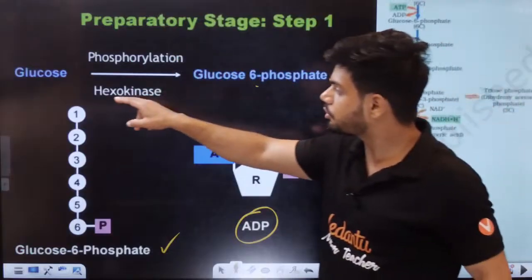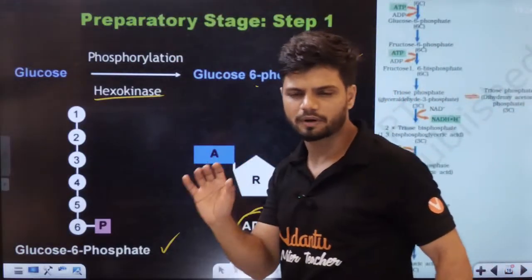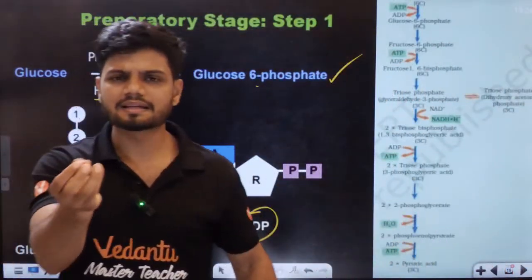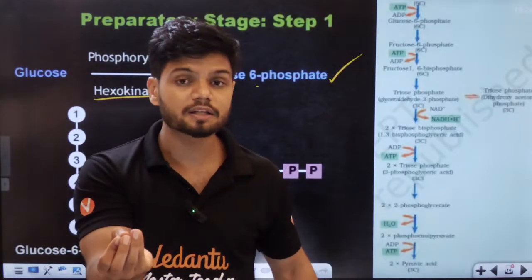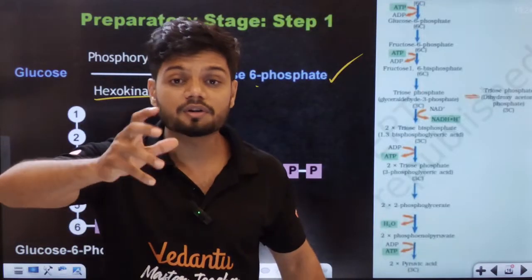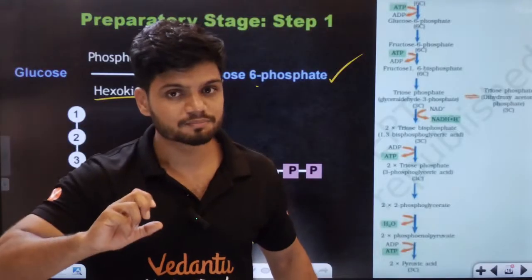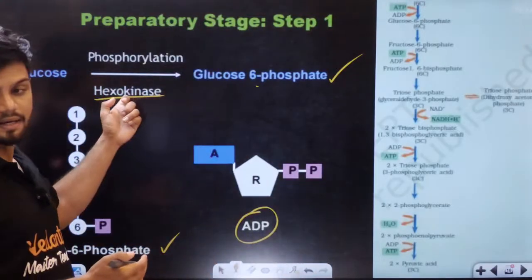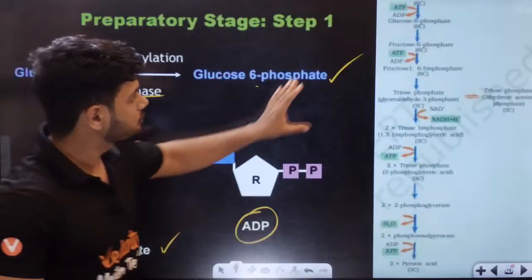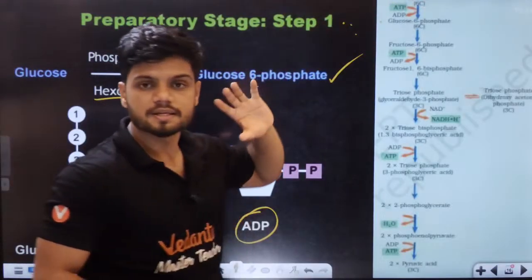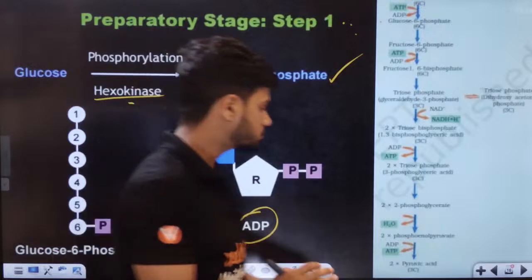In this step, there is an enzyme called hexokinase. An enzyme is like a catalyst. In chemistry you learn that a catalyst changes the rate of reaction. Same thing, here we have hexokinase. So that is the first step, glucose to glucose 6 phosphate. First step is done.